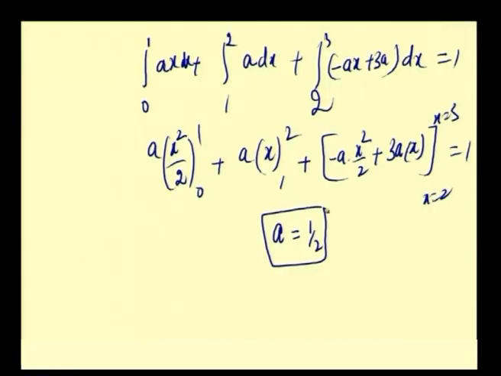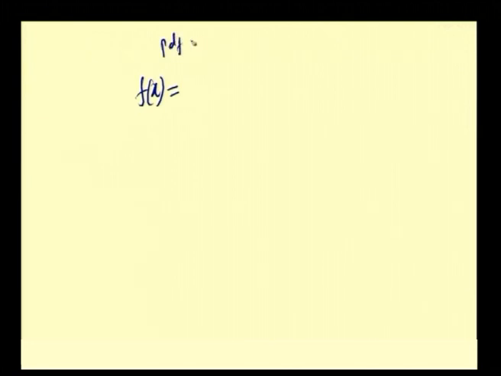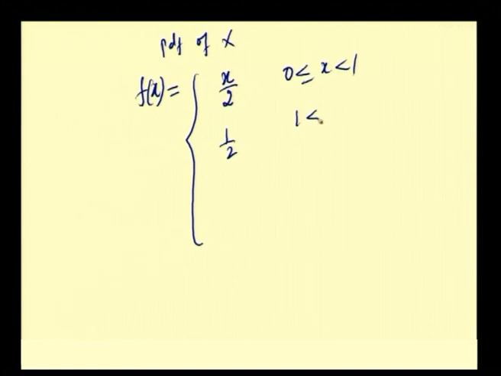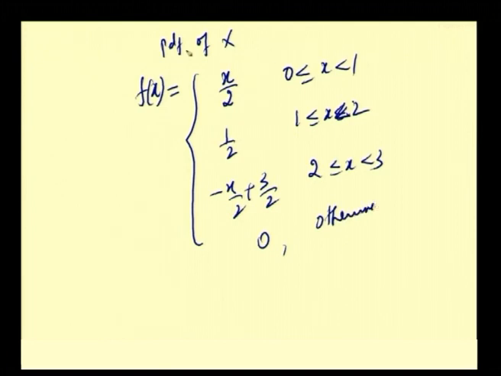After finding a, as usual we have to go back to the question, substitute this a value in the PDF and get a refreshed PDF. So, what is your refreshed PDF? f of x is equal to x by 2, because a is 1 by 2, for 0 less than or equal to x less than 1, and 1 by 2 for 1 less than or equal to x less than 2, and minus x by 2 plus 3 by 2 for 2 less than or equal to x less than 3, 0 otherwise. So, now this is your refreshed PDF. With this only we have to proceed further to find the probabilities.